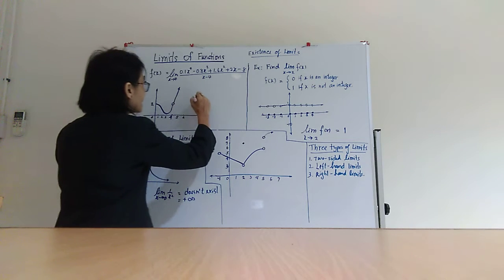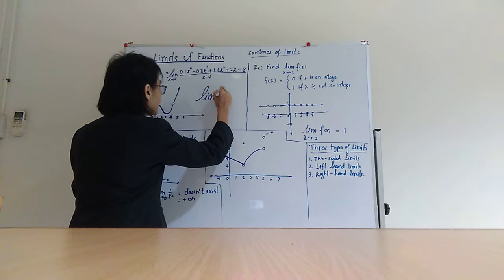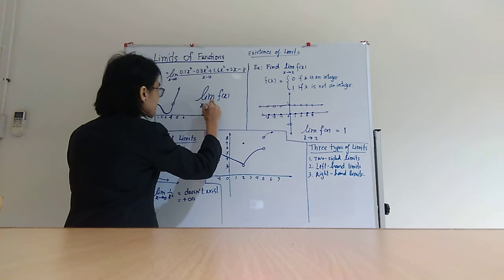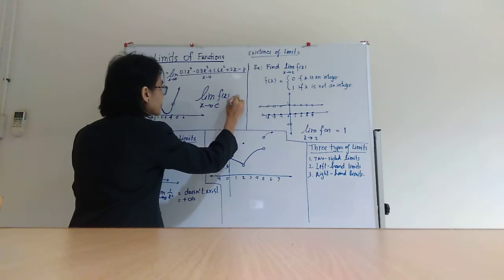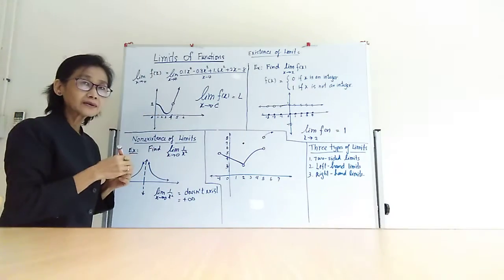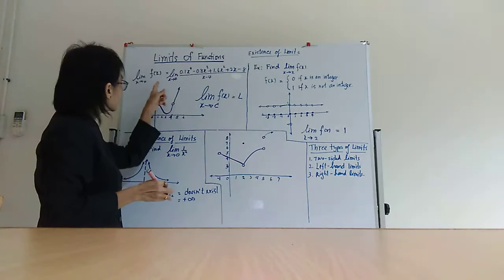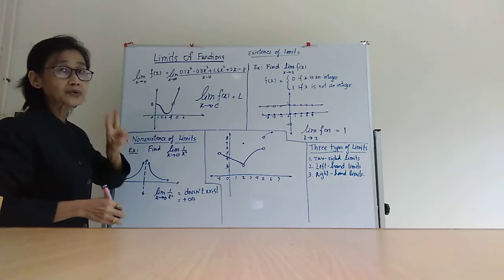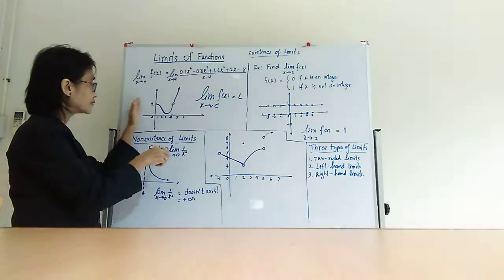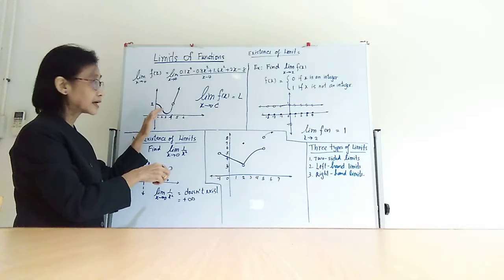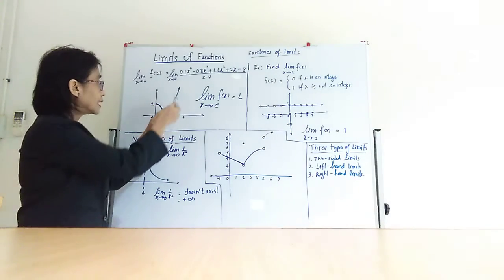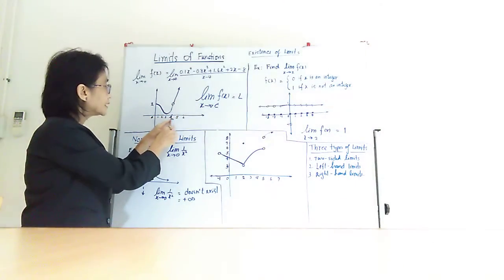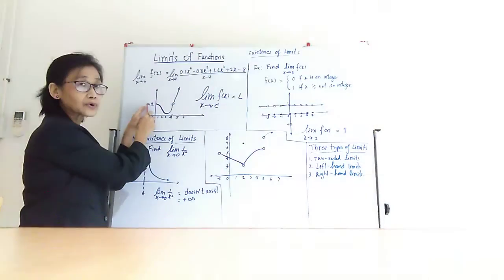Because when you write limit f of x, when x equals c, equal to L, this is the definition of limit, correct? For example, when you write the limit of a function when x equals 4, this one we call a two-sided limit, because we approach from the left-hand limit and right-hand limit and get closer to 4. And here the answer is y equals 2.